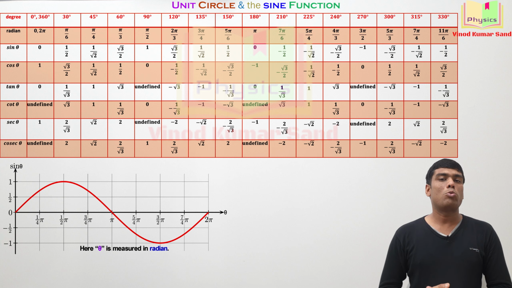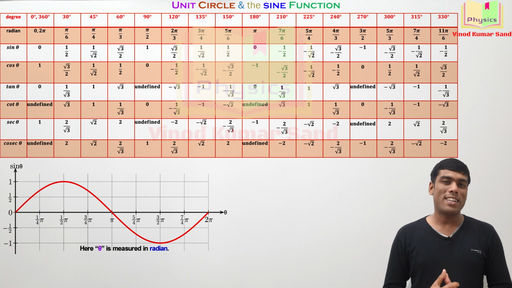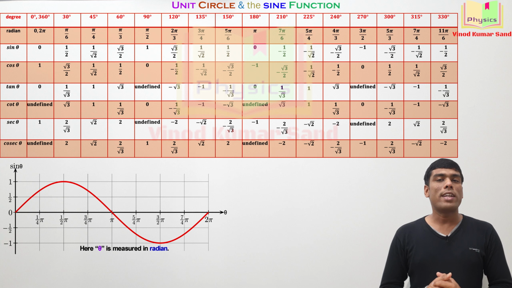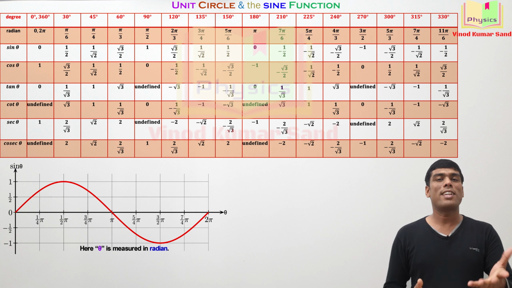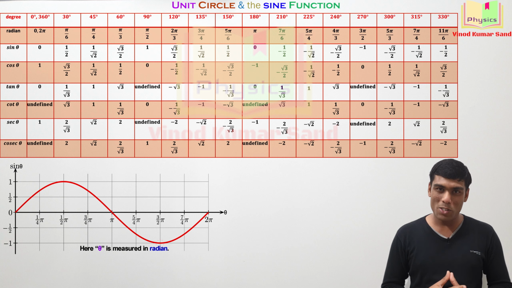If theta is equal to 0 degree, what is the value of sine theta? We know that 0. If theta is equal to 90 degree, what is the value of sine theta? 1. If theta is equal to 180 degree, the value of sine theta is 0. Theta is 270 degree, the value of sine theta is minus 1.